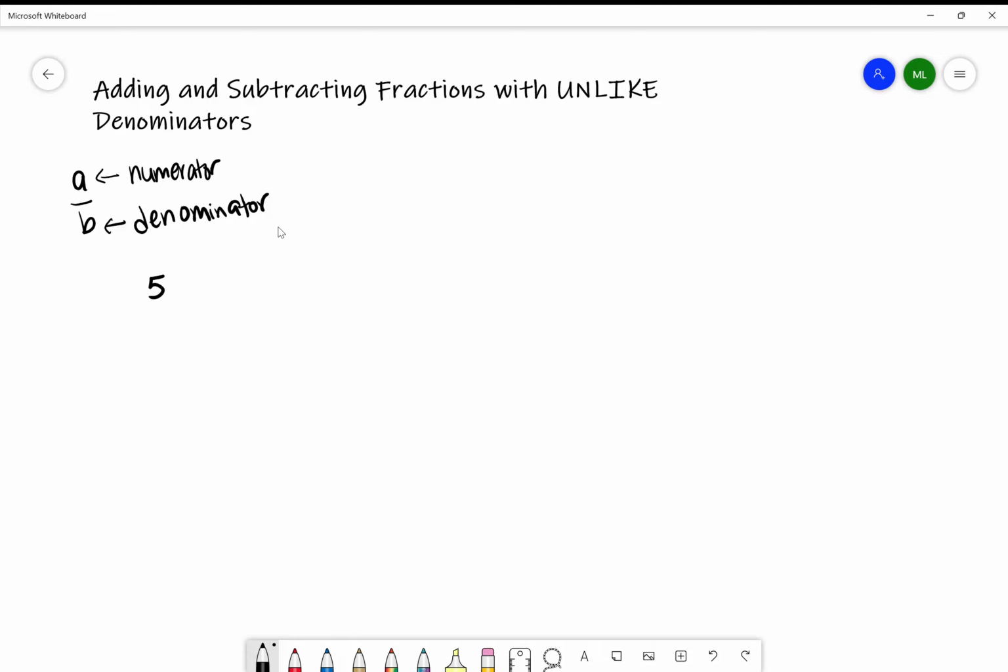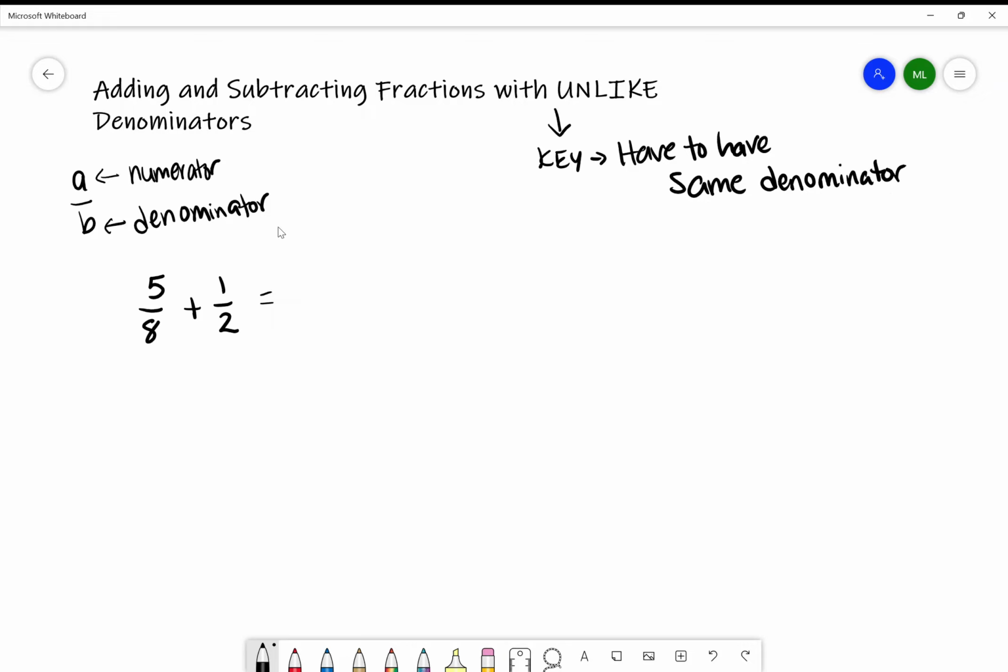So let's say I have 5/8 and I want to add it to 1/2. I can't add this straight across like I did with like denominators, because my denominators are not the same. The key thing with adding and subtracting fractions is that you have to have, say it with me, same denominators. This is very important. This is key, that's why I'm writing it with key. Same denominators. So I can't do much with this set of fractions right here because they don't have the same denominator, but I have to change the denominators.